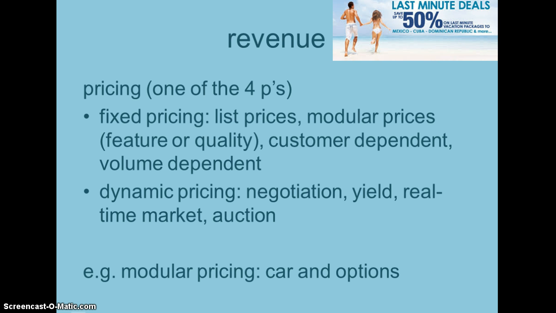influence the pricing. For example, if you want to have your stuff in the shops of Albert Heijn, you will have to be dealing with a lower margin. So they have a strong position in the market and will give you a lower price. Dynamic pricing, of course you can negotiate a certain price. You can go to a real-time market or to an auction.